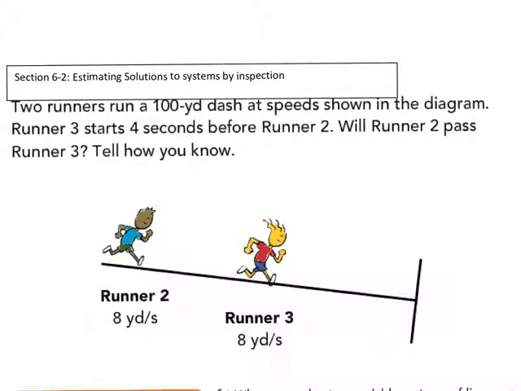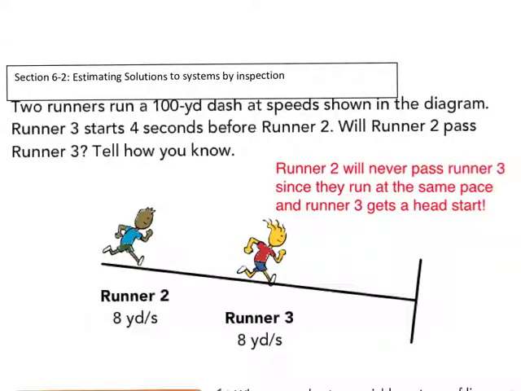How do you know? Well, this is a little bit obvious. If they both run at the same speed, and runner 3 starts before runner 2, then runner 2 will never catch up. Make sure that you copy down that sentence before moving on to the next problem.